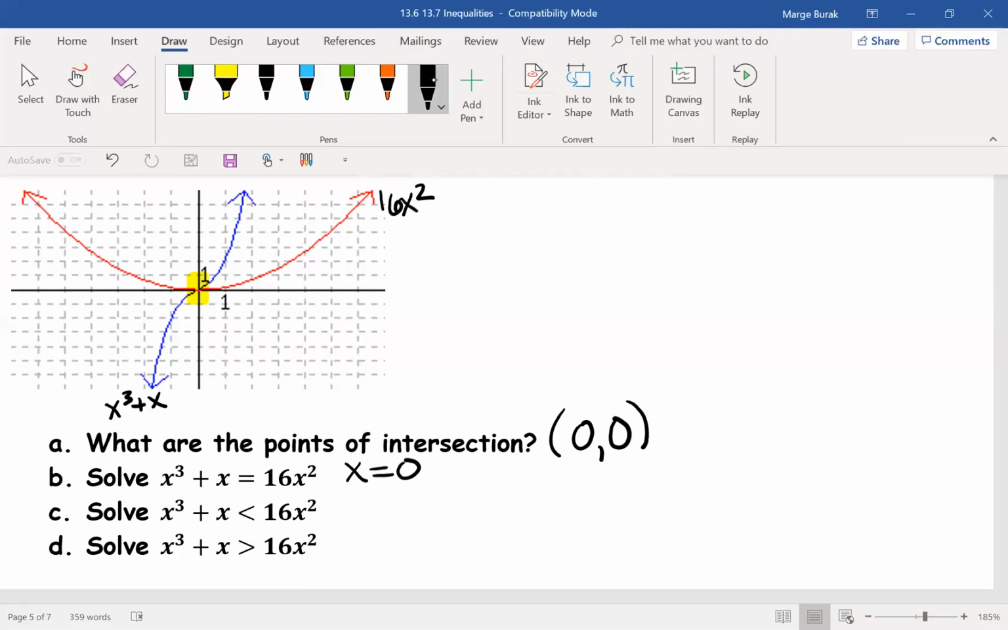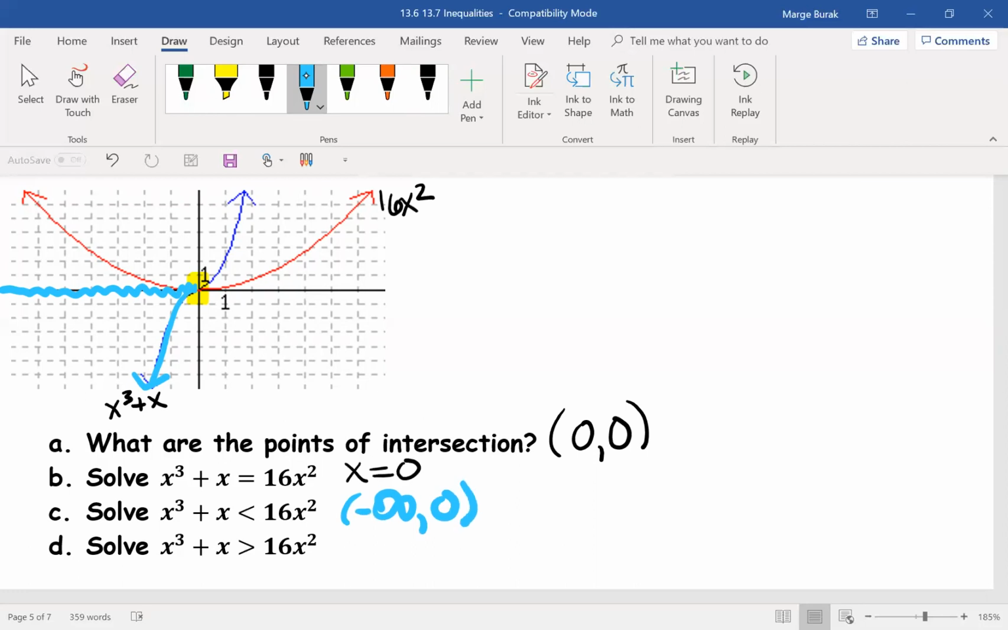Where is the x cubed less than? Where is it below that? Okay, well, that would be right here. You see how it's below the parabola? So I want to go up to the x-axis and take all of these x coordinates. So that's going to be from -infinity to 0. And that's open because there's no equal sign.